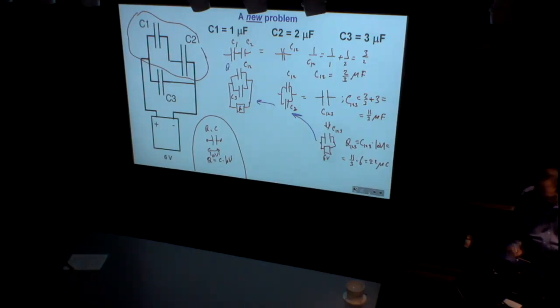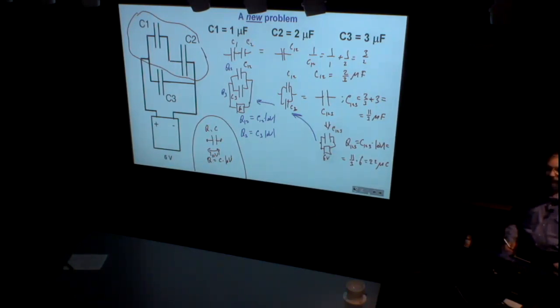Now, this charge splits, and actually we could have calculated the charges by applying this equation twice, because when capacitors are connected in parallel, they share voltage. Yes?